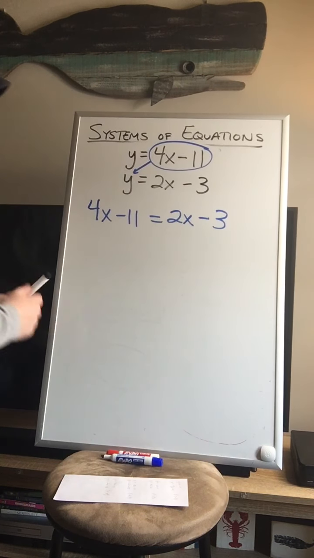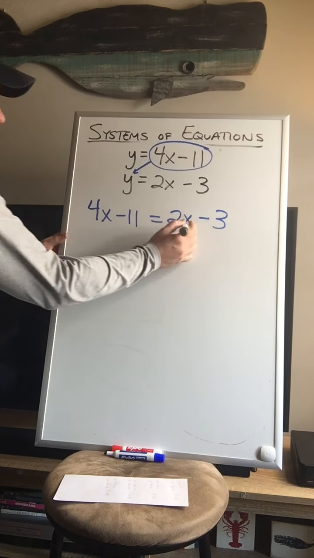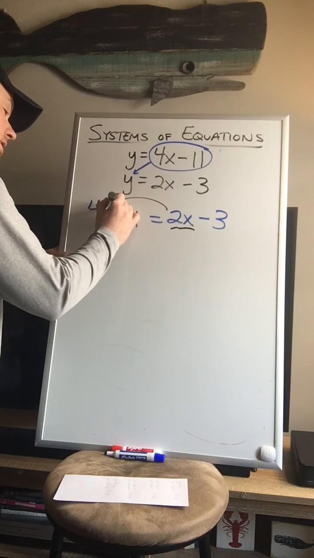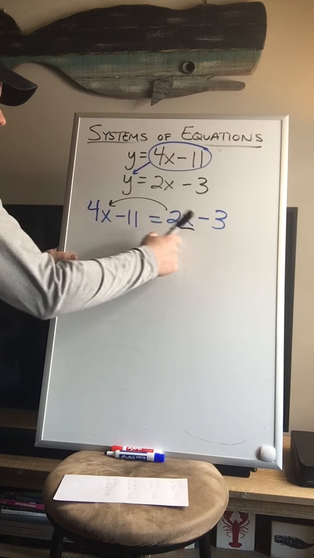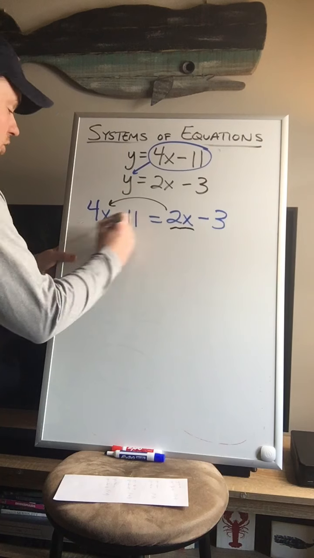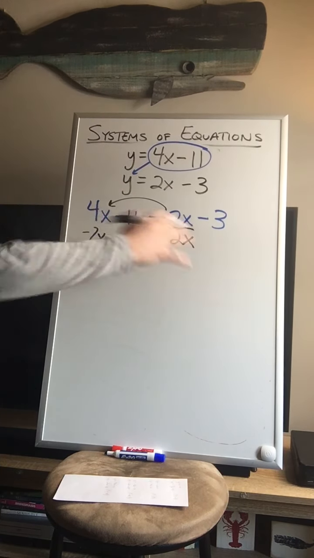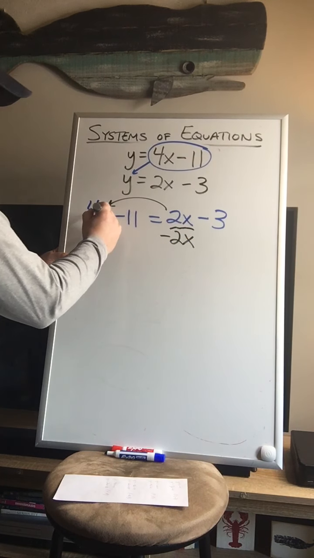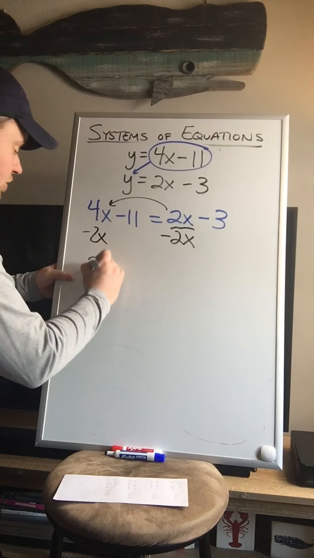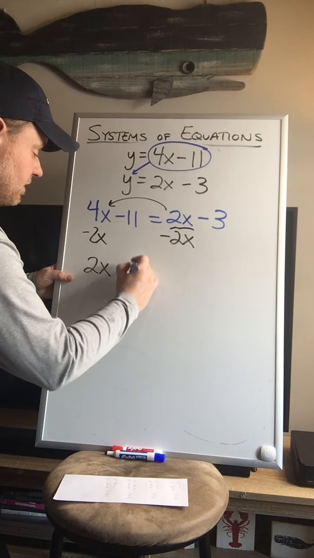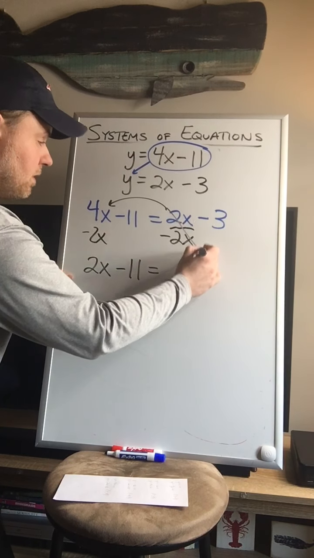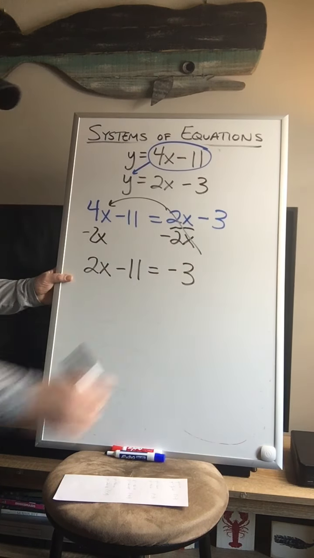Okay, and now I'm going to finish up the solving. I'm going to bring the x's together. I'm going to bring this 2x over with the 4x. So since I'm moving across the equal sign, I have to do the inverse. So I'm going to minus 2x from both sides. Anytime you move across the equal sign, you have to do inverse operations. So 4x minus 2x is 2x minus 11. And then over here, I just have the minus 3.